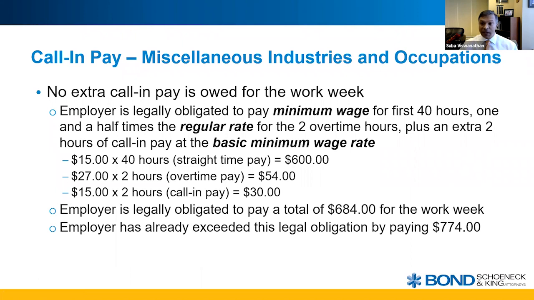So in this particular example, there's no extra call-in pay that's owed for the work week. The employer is only legally obligated to pay the minimum wage for the first 40 hours, time and a half the regular rate for the 2 overtime hours, plus an extra 2 hours of call-in pay at the basic minimum wage rate. So if you add all that up, the employee is actually only entitled under the minimum wage order for miscellaneous industries and occupations to a total of $684 for the work week. The employer has already exceeded the obligation by paying $774, so there's nothing more that's owed.